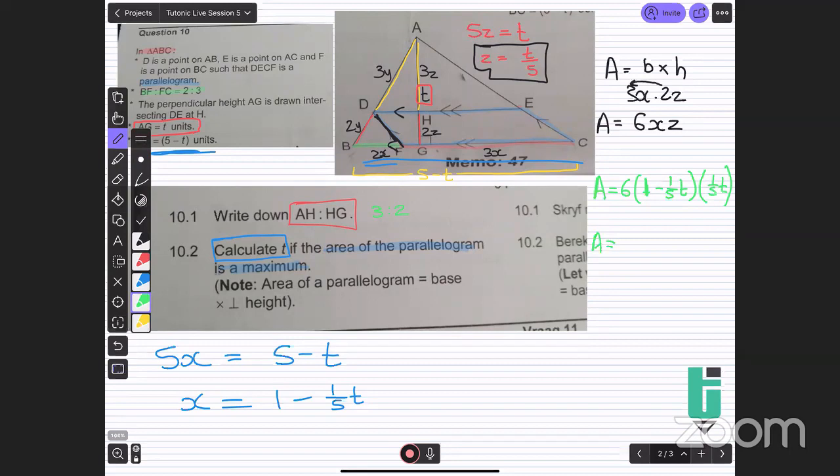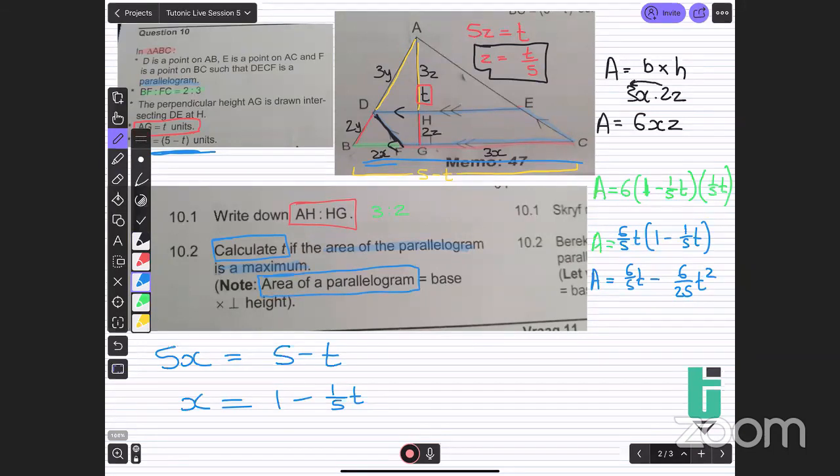So maybe we can first multiply the 6 by the fifth t. So it's 6 over 5t. Do you guys see that? So it's 6 over 5t times 1 minus a fifth t. The area is equal to, multiply out, minus 6 over 25 t squared. Okay, so now we've got the area for the parallelogram. Congratulations.